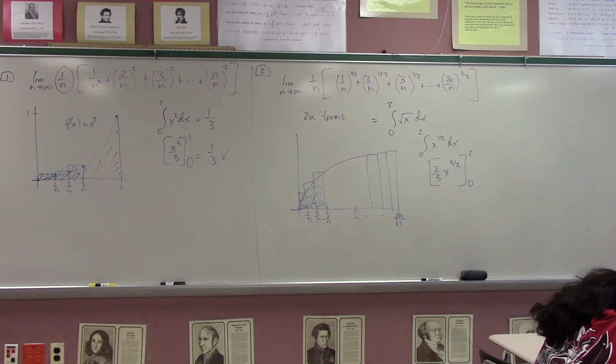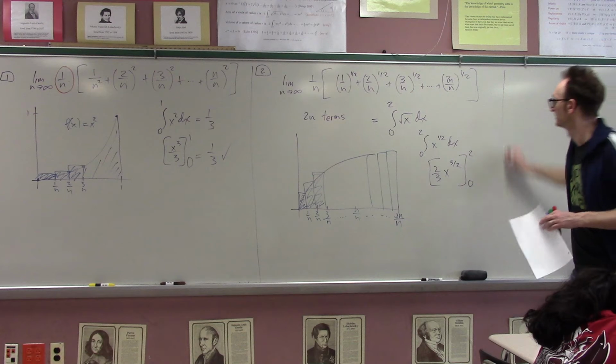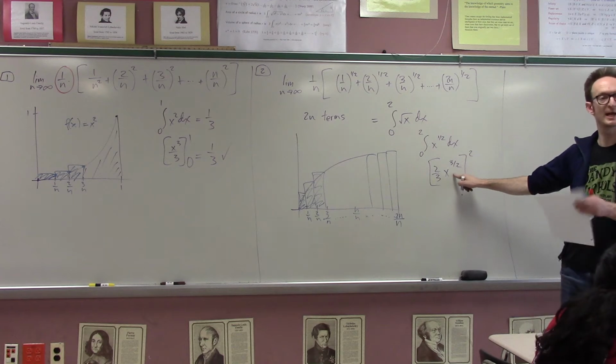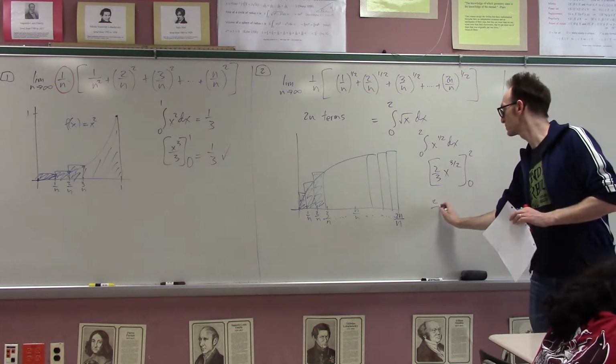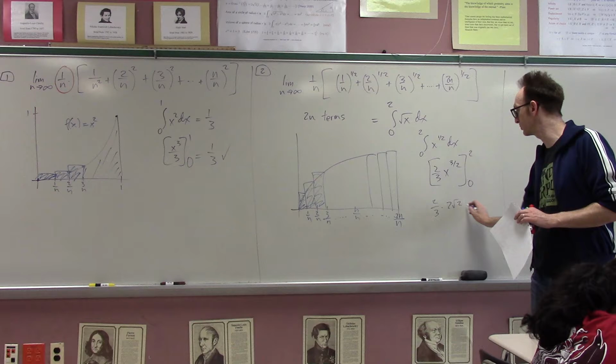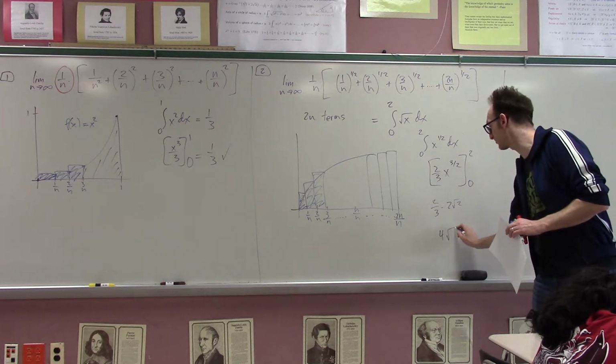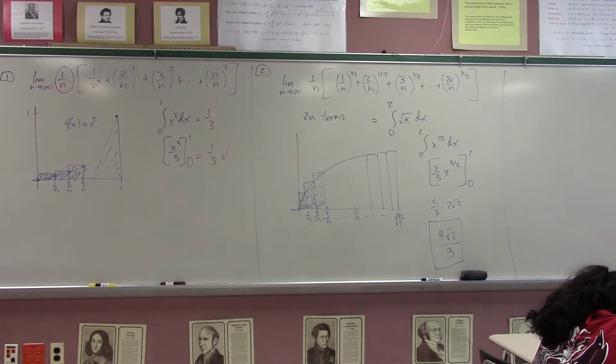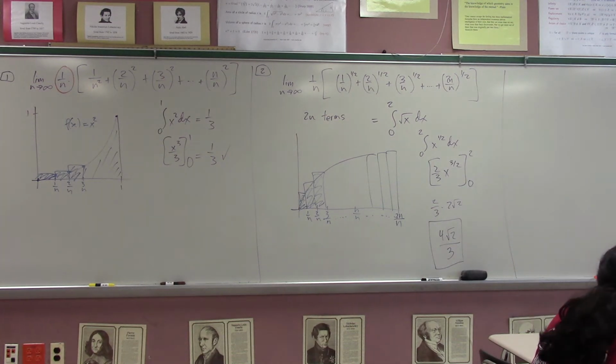So when you plug in 2, what do you get? 2/3 root 8. 2/3 root 8, yeah. 2 to the 3/2 is root 8, or 2 root 2. And so this is 2/3 times 2 root 2, and the final answer is 4 root 2 over 3. And that's something I didn't know how to do until yesterday, because I don't have summation formulas. I think I did that right, yeah?